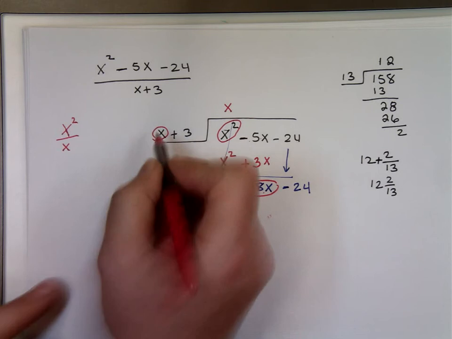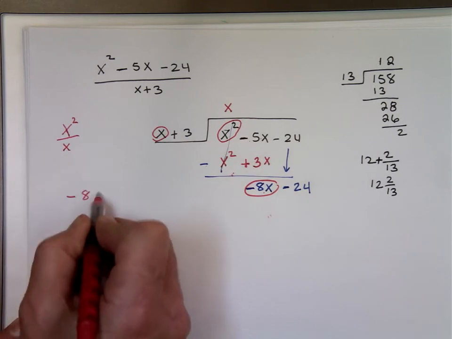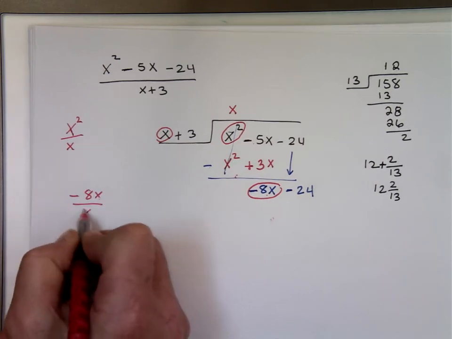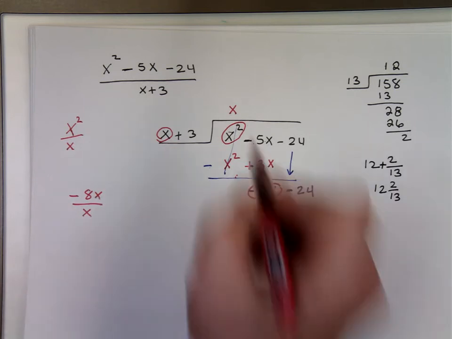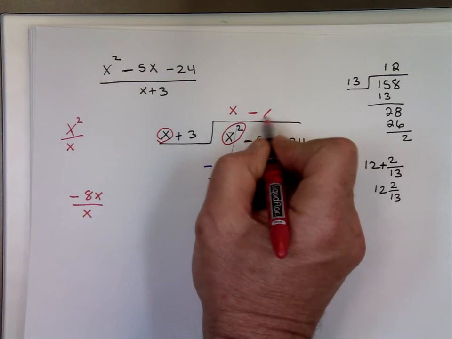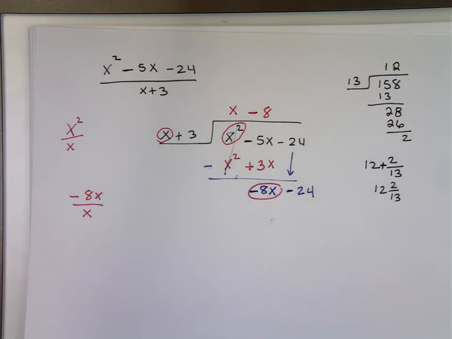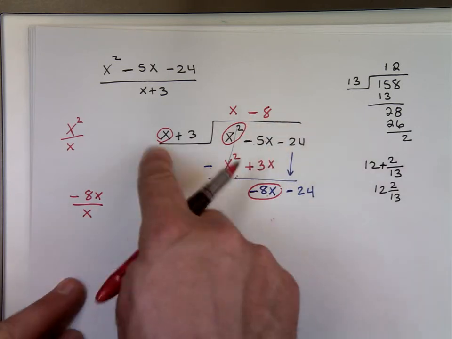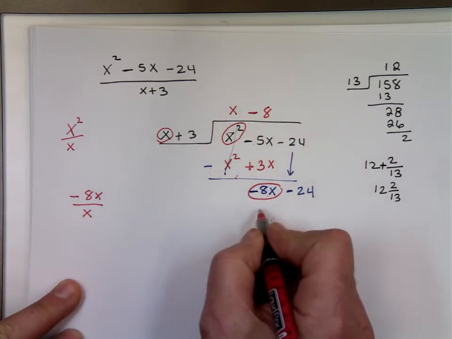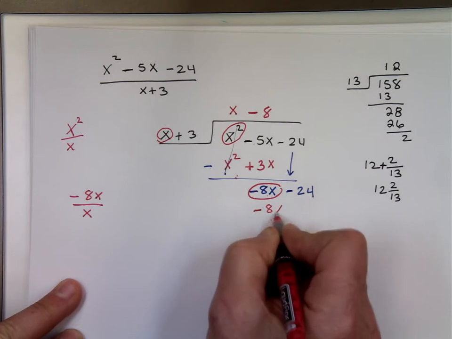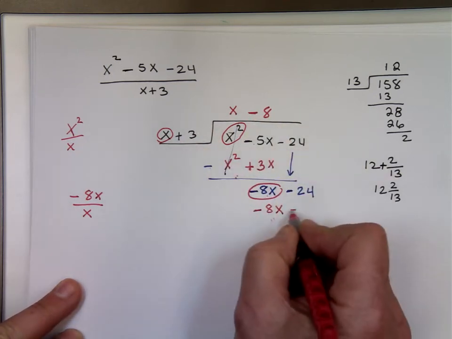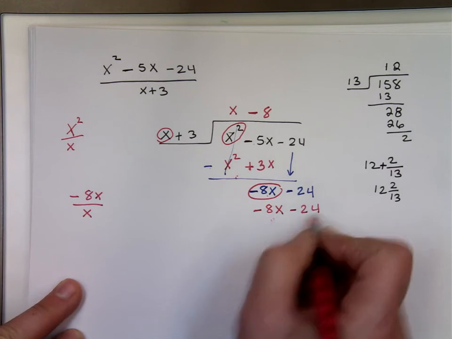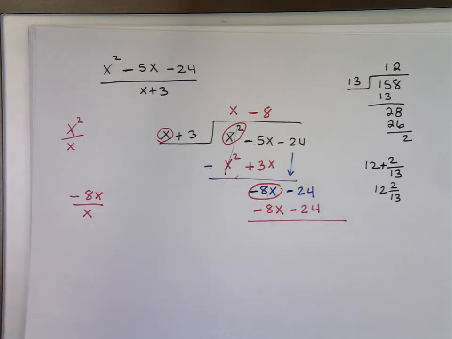What's negative 8x divided by x? Negative 8, no x's. The x's will cancel. And now let's multiply. What's negative 8 times x? Negative 8x. What's negative 8 times plus 3? Negative 24, right? And let's subtract them to see what the remainder is.